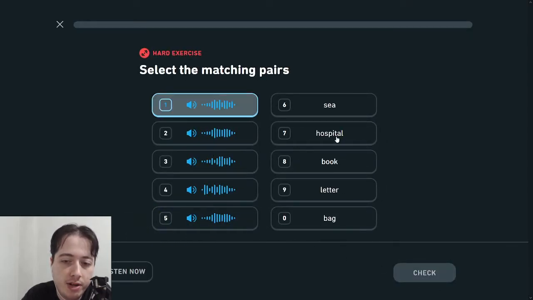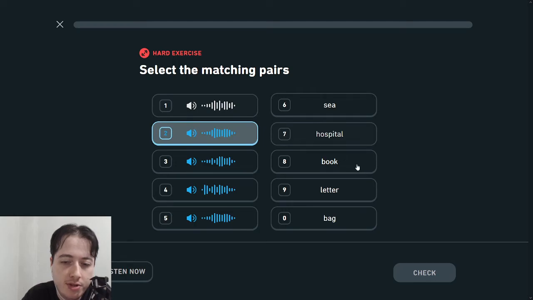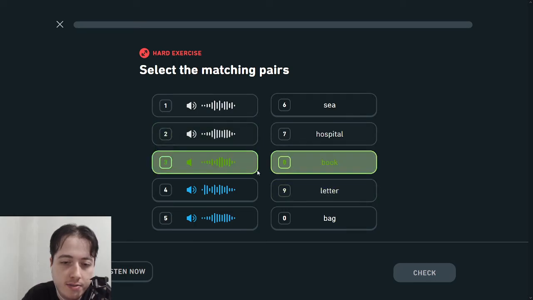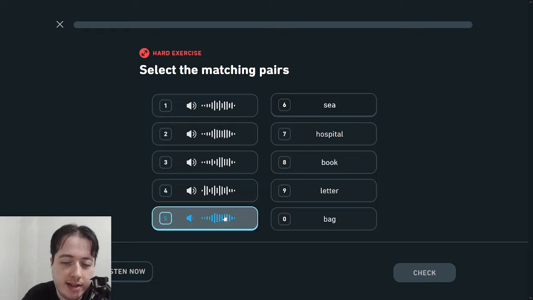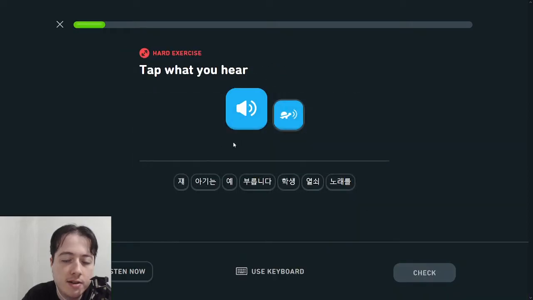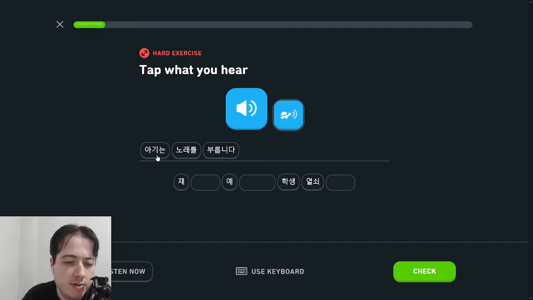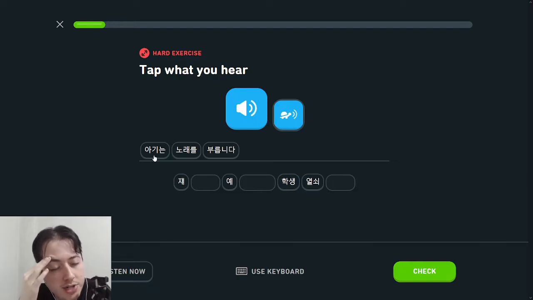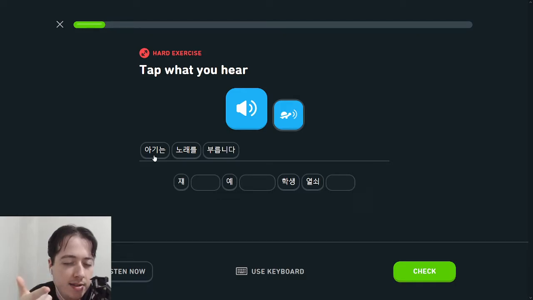병원. Hospital. 편지. Letter. 책. Book. 가방. Bag. 바다. 아기는 노래를 부릅니다. So 아기 is baby. So, the baby sings a song. 부릅니다 is to sing. And then 노래 is a song.